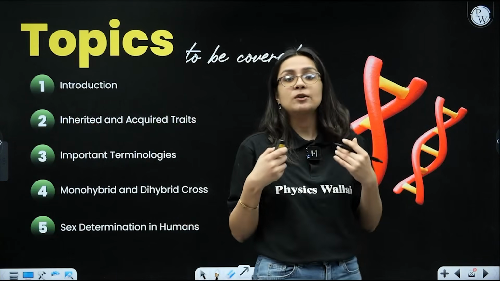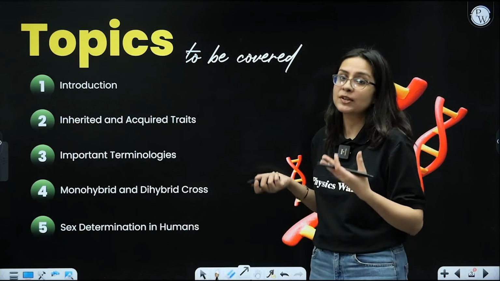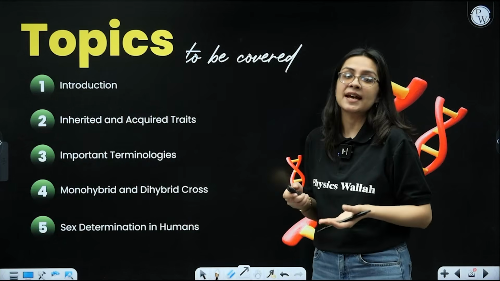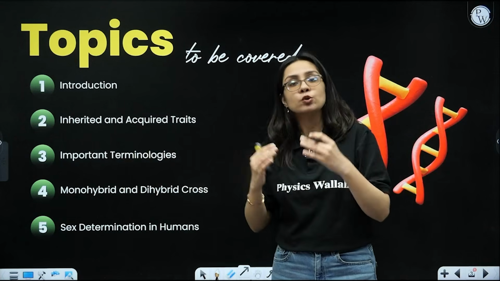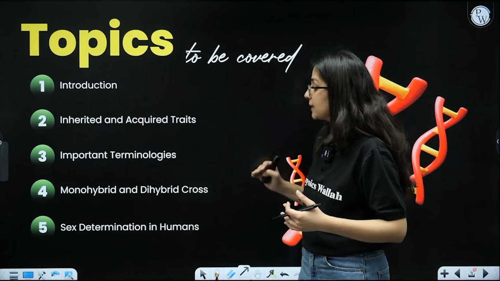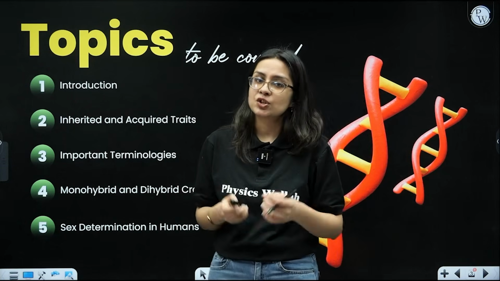Now talking about the topics that we will be covering today, firstly we will have an introduction to the chapter like we do always, followed by inherited and acquired traits. Then we will understand some important terms that you need to know before we start with heredity. Then monohybrid and dihybrid cross, and finally we will conclude by studying sex determination in humans.